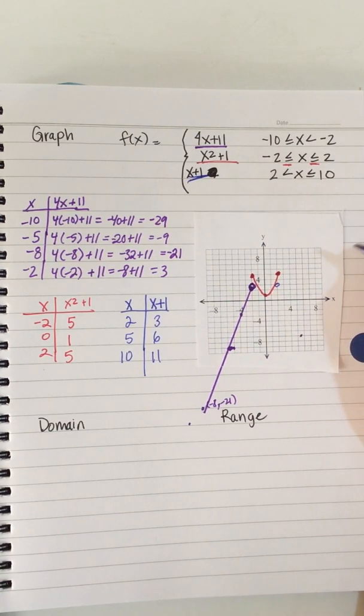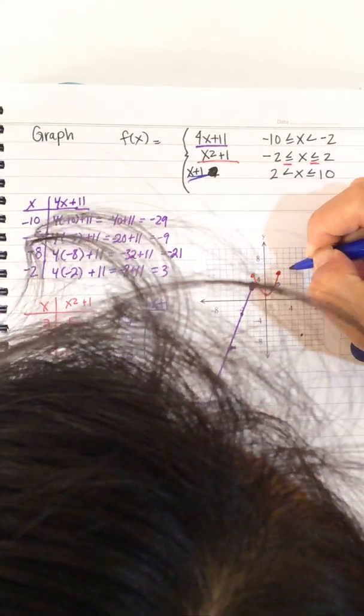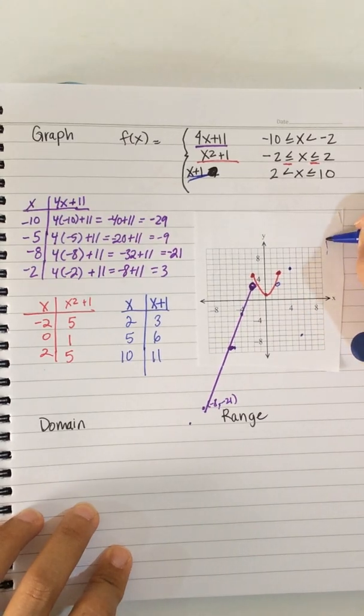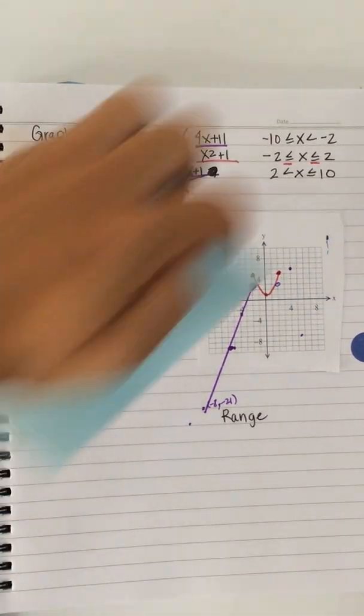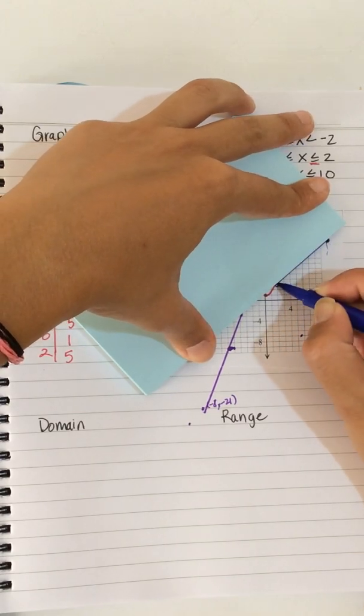Open circle, because we're not allowed to be that. At 5, we're at 6. 1, 2, 3, 4, 5. Get my head in there, sorry. It's hard for me to see. And 10, which is over here, we'd be up at 11 somewhere. So our line, it's another linear function, right? The slope of 1, something like that.